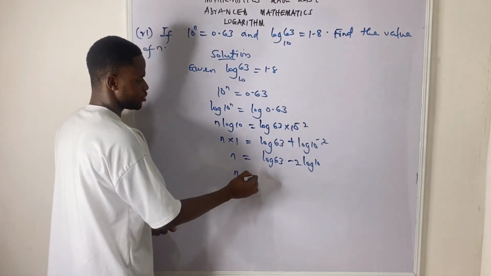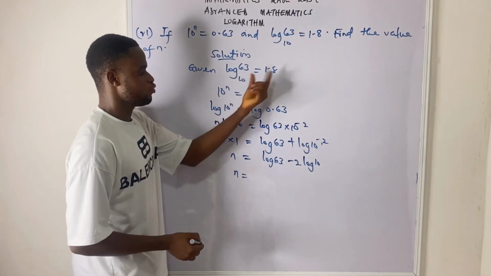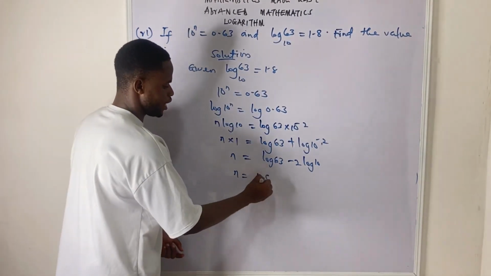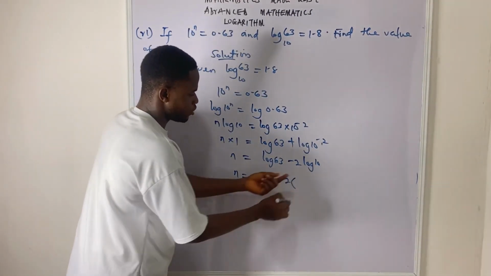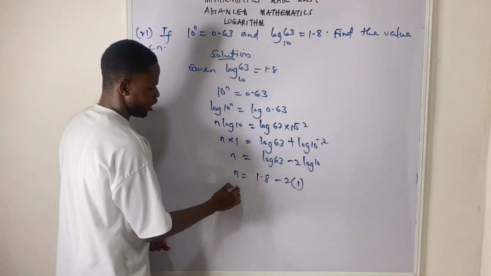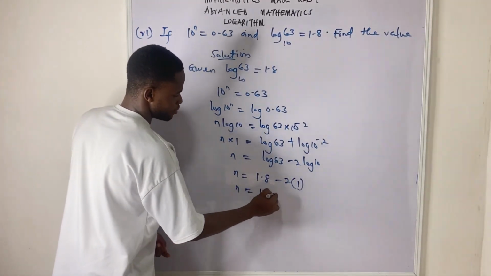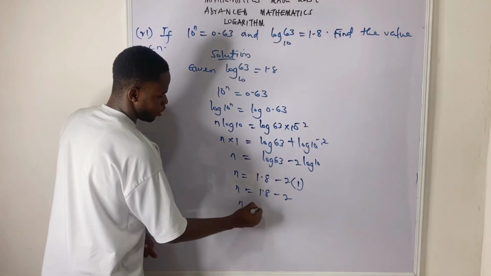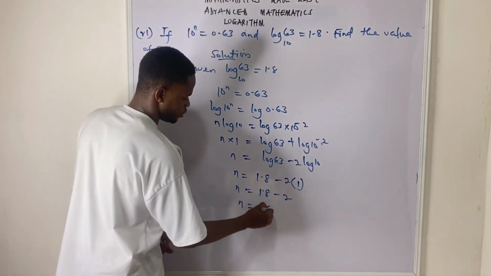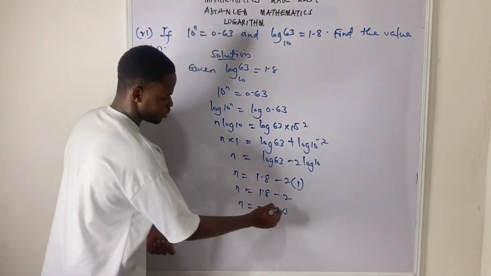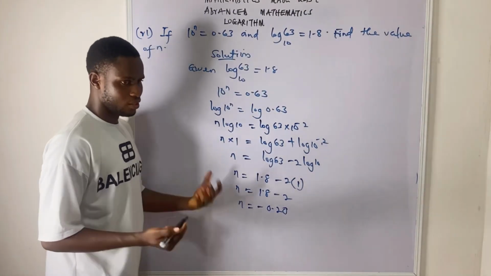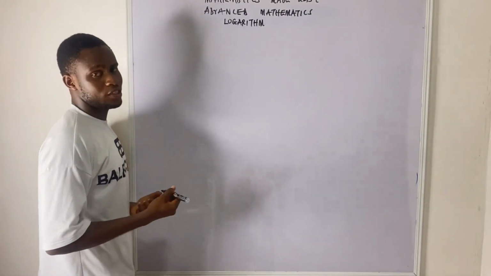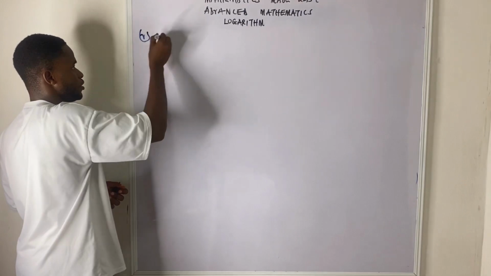So let's substitute the given values. Since log 63 base 10 is 1.8, that will be 1.8 minus 2. What was log 10 base 10? 1. And that will be n equals 1.8 minus 2 times 1. And what was 1.8 minus 2? That will be minus 0.2. And that is the answer. Let us consider another example.